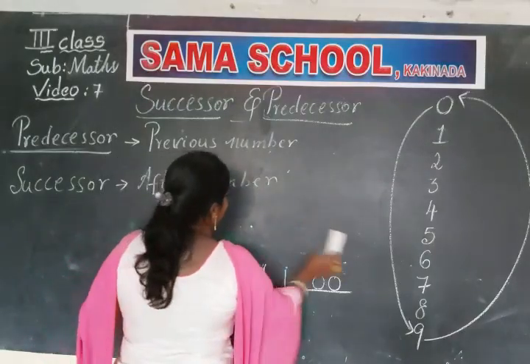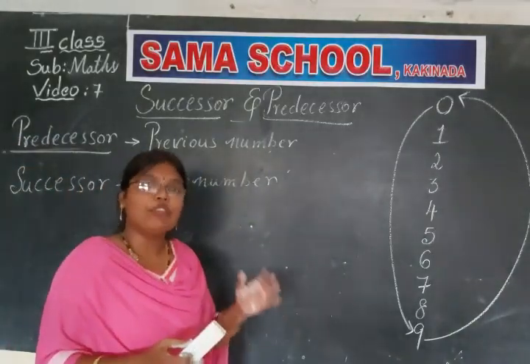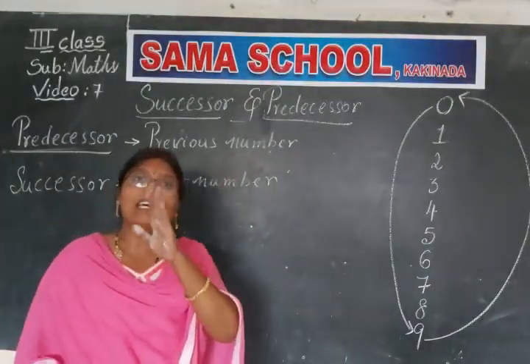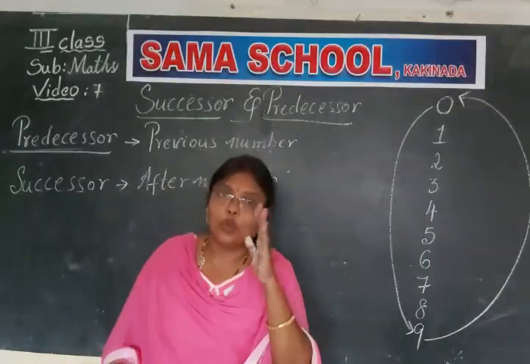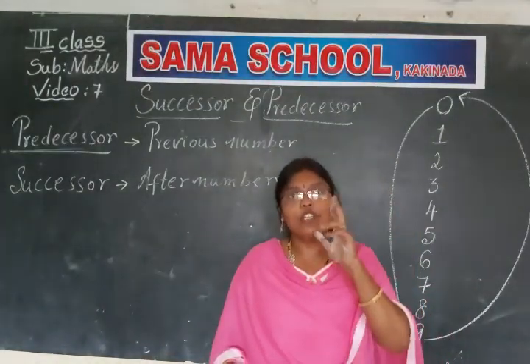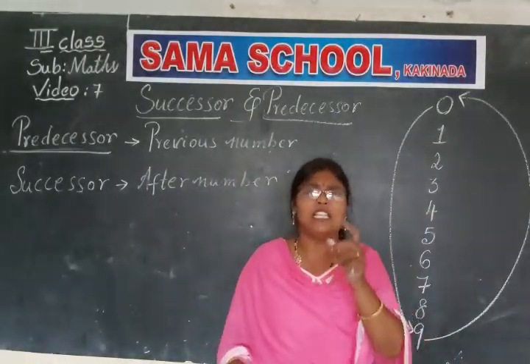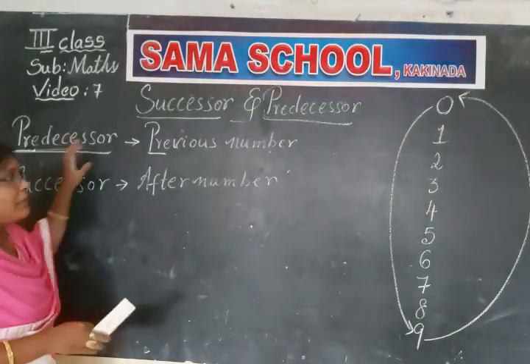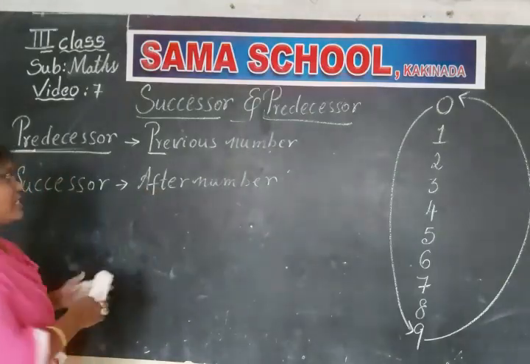Now I will give you some numbers. You just try to write the successor and predecessor of the given numbers. See children, by adding 1 to any number, we will get the successor. And by subtracting 1 from any number, we will get the predecessor. That is, predecessor is the previous number. You can remember it very easily: Pre, predecessor, previous. The previous number is called the predecessor. The after number is called the successor.